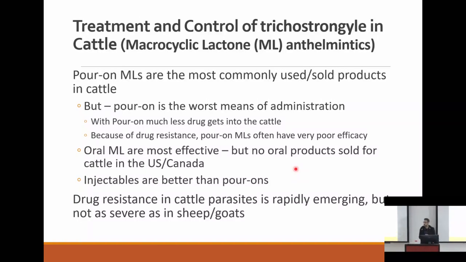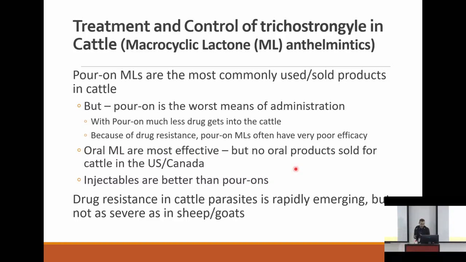So pour-on macrocyclic lactone is the most common method used in cattle. However, that is one of the worst methods to adopt in the treatment of worms in cattle. The reason is, once you use it as a pour-on, the spread of the drug in the body is not very good, so the efficacy is reduced. So you may find a drug resistance issue.